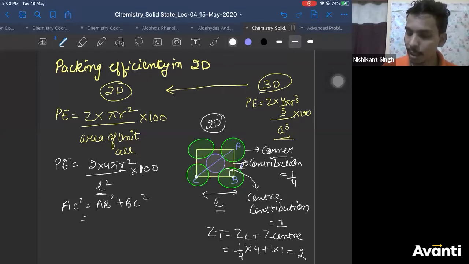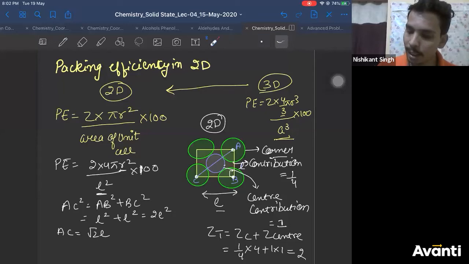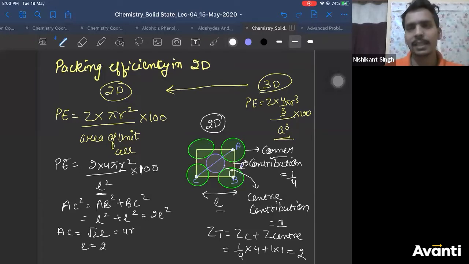So AB is how much length? Side of square, L. So L square plus BC is also L, 2L square. So AC is equal to root 2 L. And AC contains how many circles? AC contains circle 1, circle 2, circle 3. So this is radius R, radius R, radius R, radius R. Total 4 radii. So this is equal to 4R. L is equal to, just like FCC, 2 root 2 R.